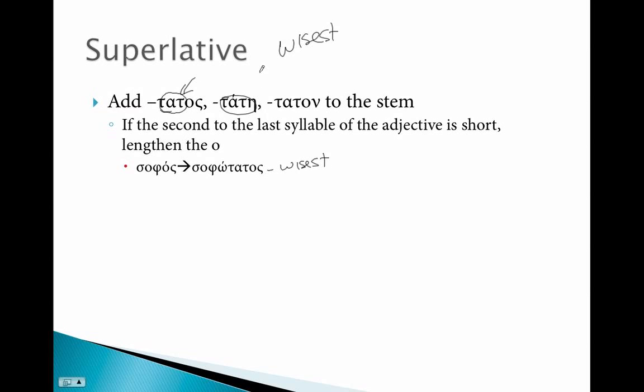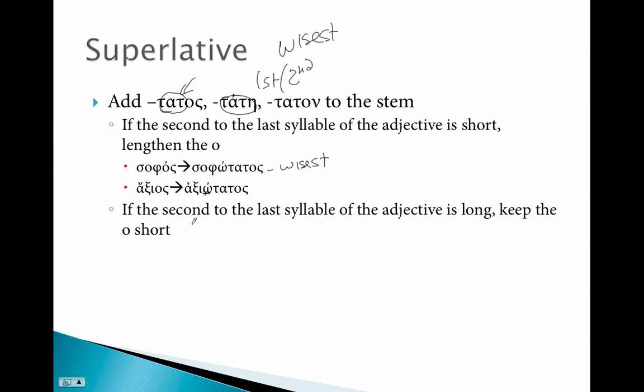And you'll notice these endings are first and second. So they decline like your regular first and second declension adjectives. Axios, worthy, most worthy, axiotatos. And short iota, so we're going to lengthen the O sound following it. And the reverse is also true. So if the second to last syllable is long, keep the O short. Makros, there it's a long alpha, remember? Makrotatos, biggest. Moros, morotatos, most foolish.